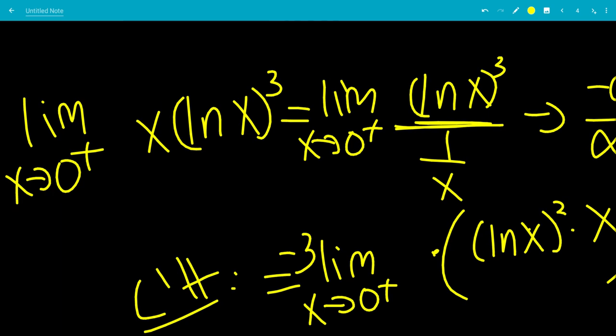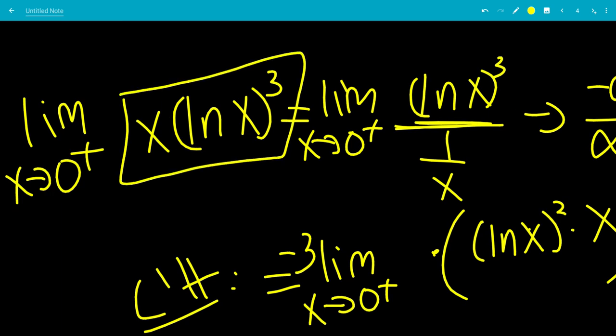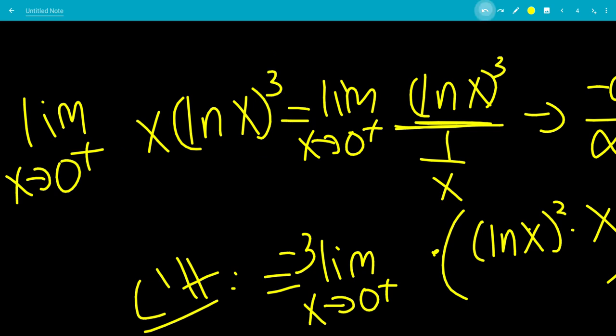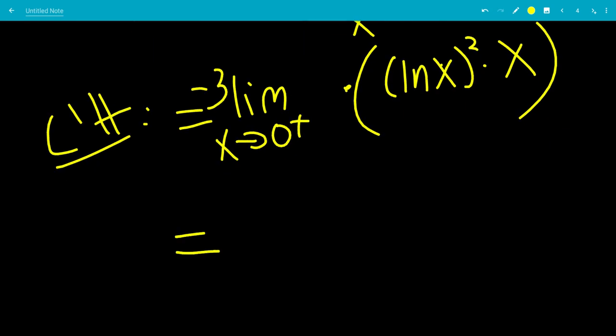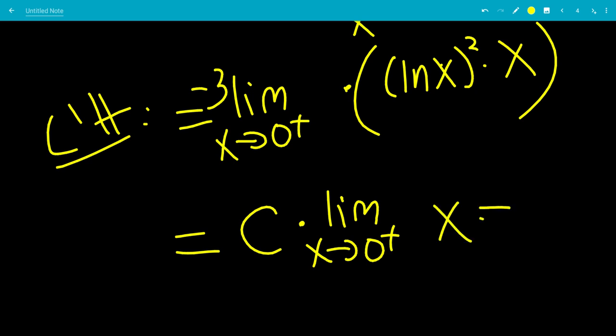So you can see that if you do this again and again and again, this 3 will go to 2, will go to 1, will go to 0. And finally, as x goes to 0 plus, you'll be left with a constant times the limit as x goes to 0 plus of just x, which is 0. And that is the answer to this question, and that's the end of the video. Hope you liked it, and thanks for watching.